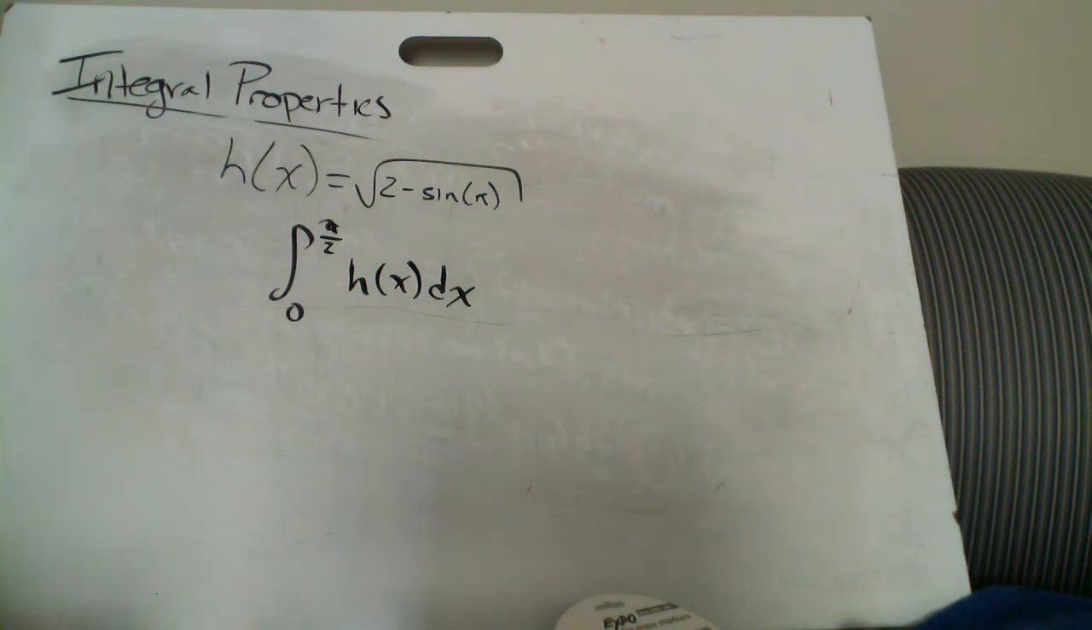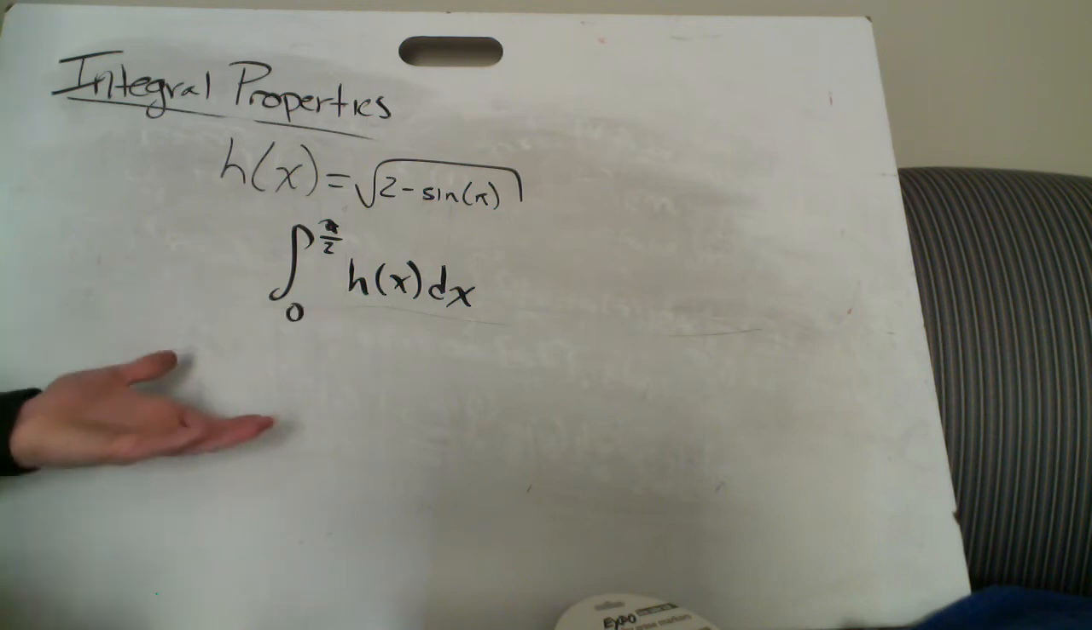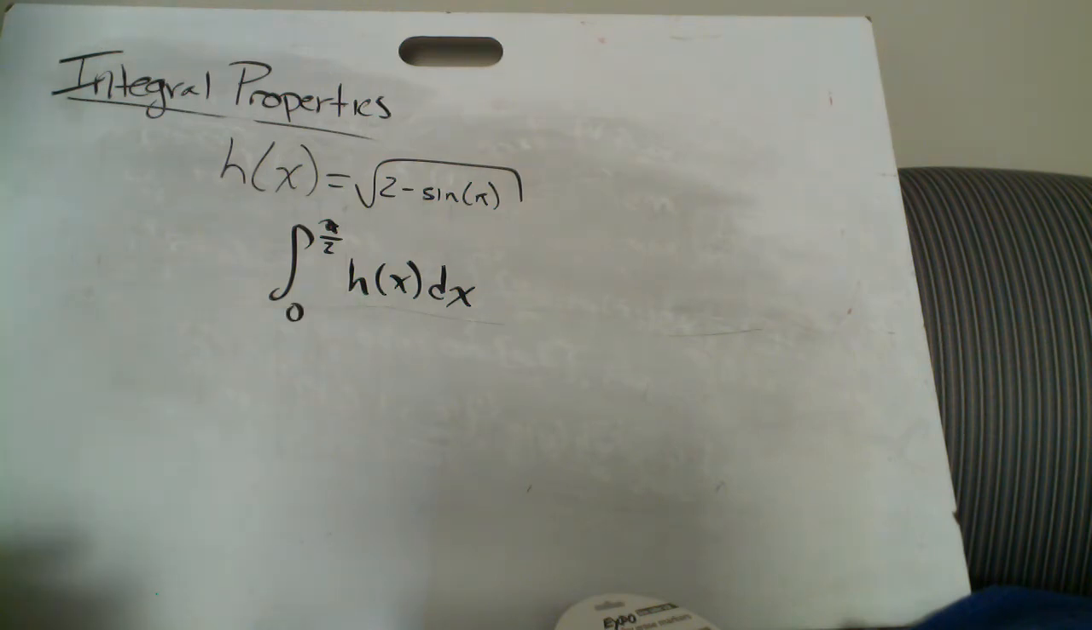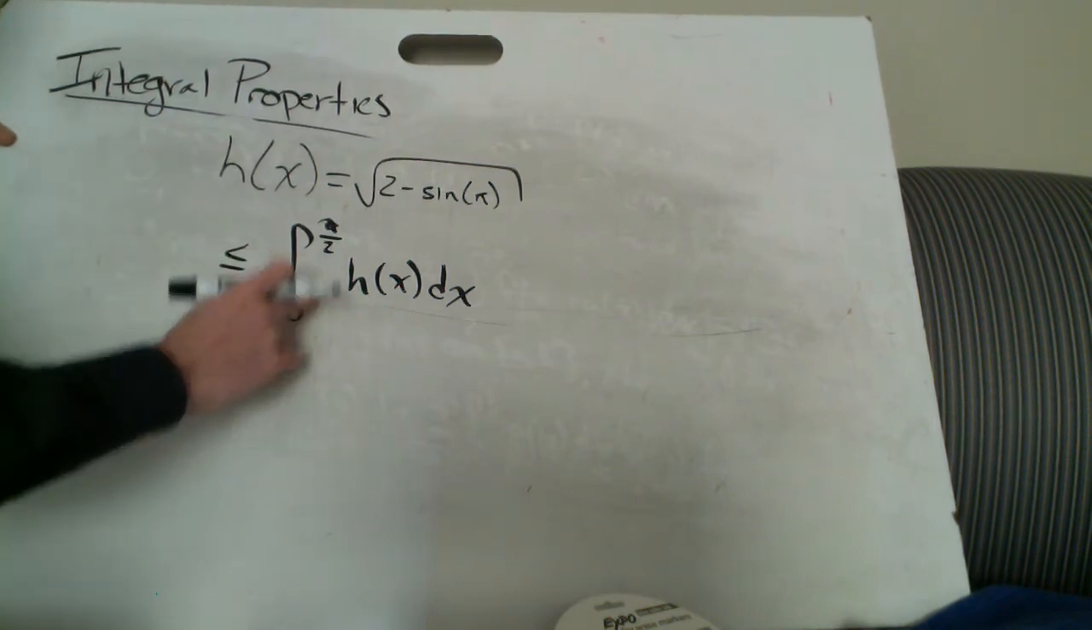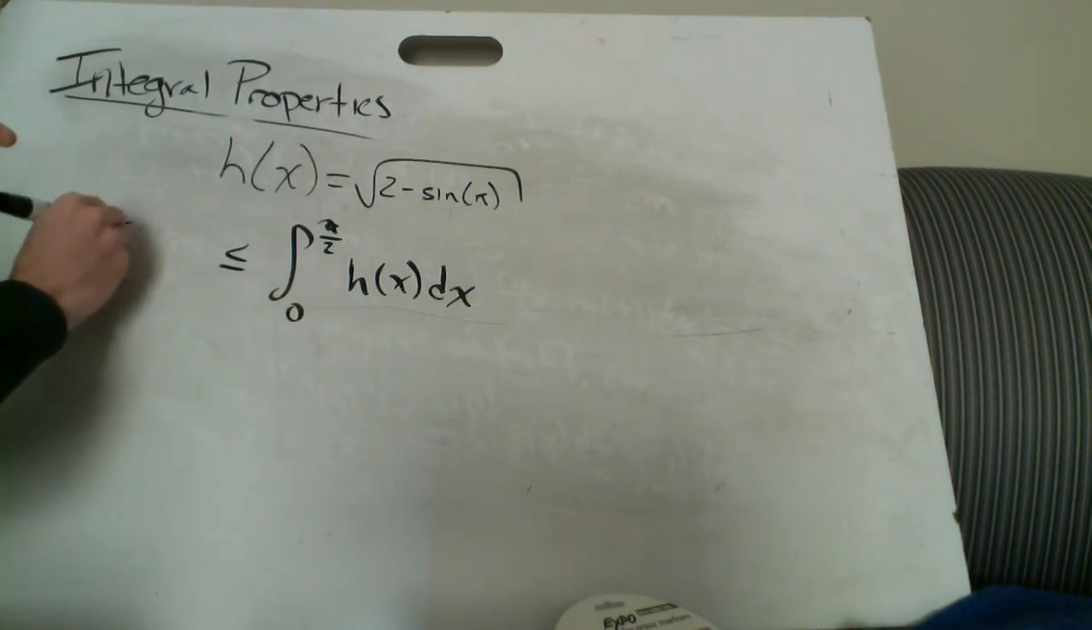Okay, well, to do this, I'll use one of the properties that I saw earlier, which is this particular area has to be sandwiched between the minimum value of h times the width of the interval and the maximum value of h times the width of the interval. We recognize that the width of our interval from 0 to pi over 2 is just pi over 2.